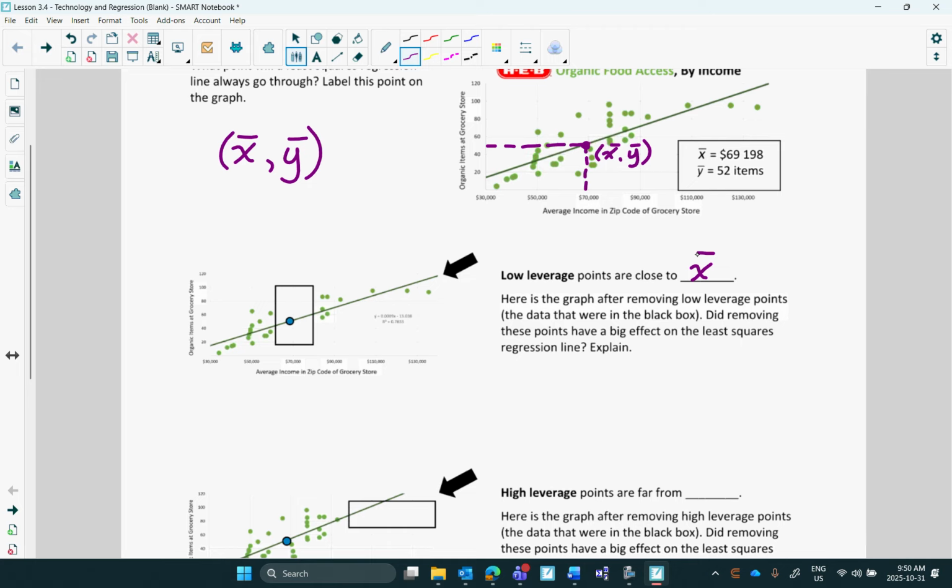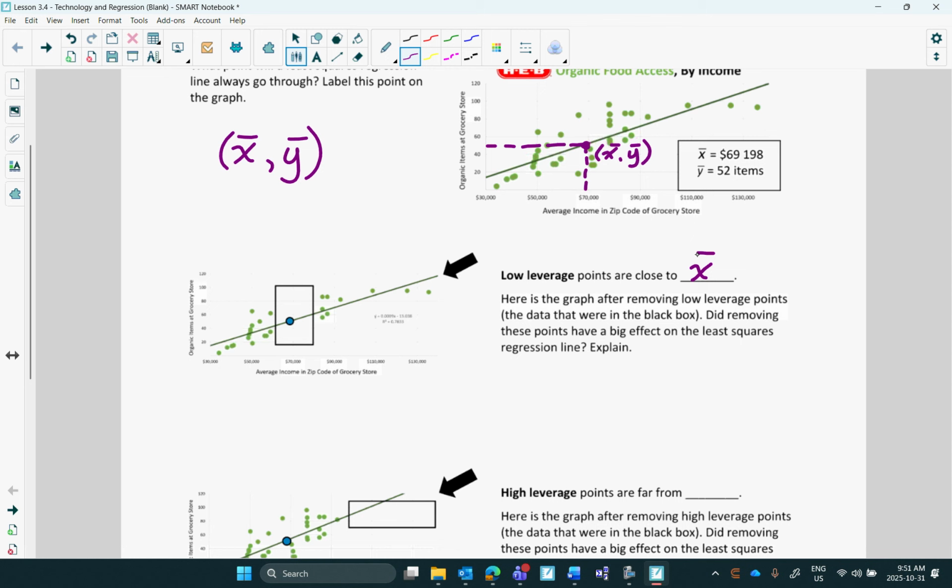What kind of impact does that have on the line? Well, if you look at this line and this line, you can see it doesn't change very much. Okay, it looks pretty close to the same slope and y-intercept. The y-intercept is below 20, and the slope climbs up at about the same angle.